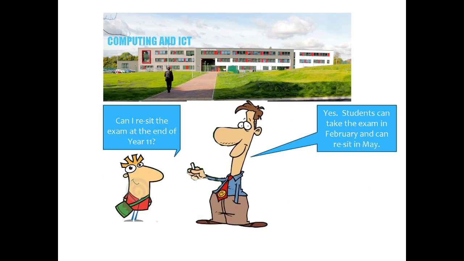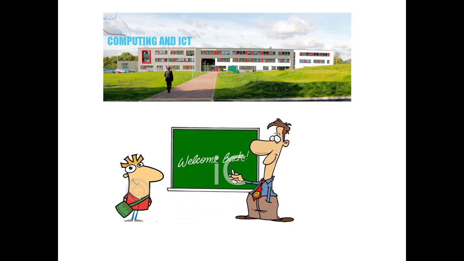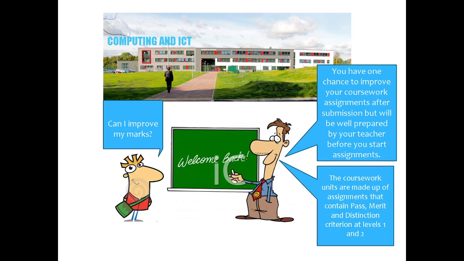You may wish to resit exams at the end of Year 11, and that is allowed. You take the exams in February and you can resit them again in May. You can improve your marks. Once your work has been submitted, your teacher will give you feedback on that work, and then you've got one opportunity to resubmit your work. The coursework units are made up of assignments that contain pass, merit and distinction criteria at levels 1 and 2. I'm going to be going through those in more detail in the following slides.